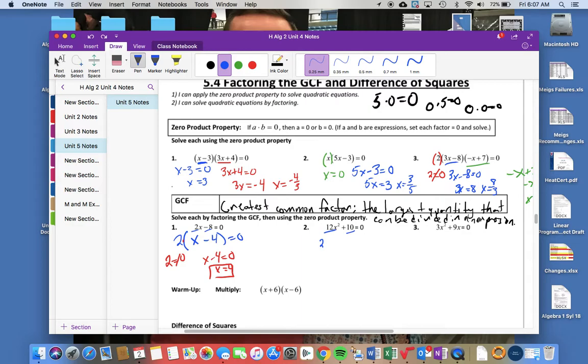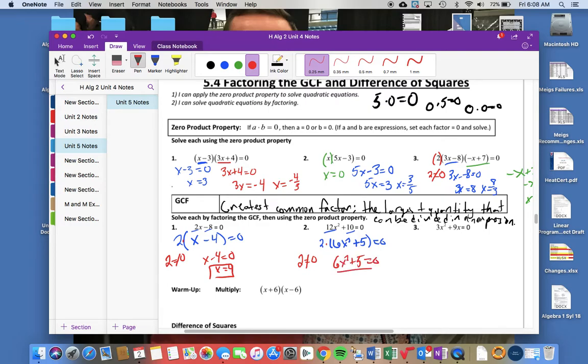12x squared divided by 2 is 6x squared. And then 10 divided by 2 is 5. We're going to set that equal to 0. And then now, if you notice, once again, you've got a product where you're multiplying 2 by 6x squared plus 5. And let's see, 2 equals 0. 6x squared plus 5 equals 0.